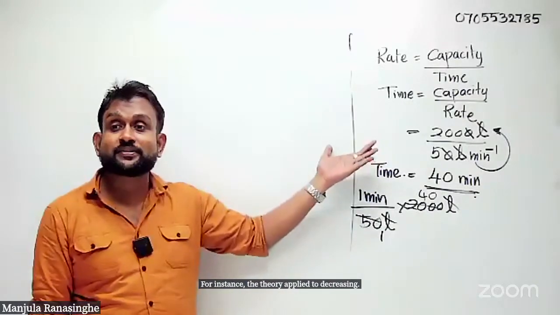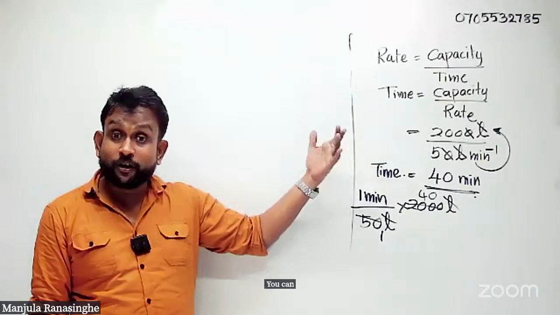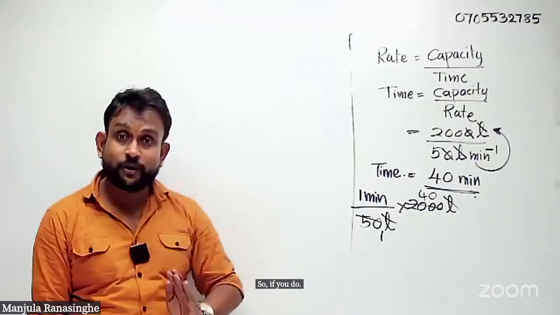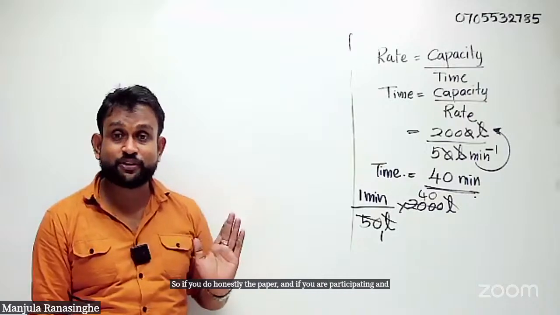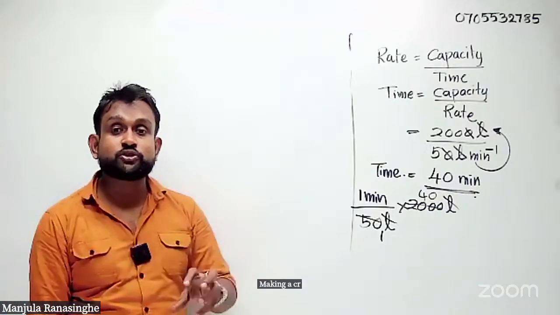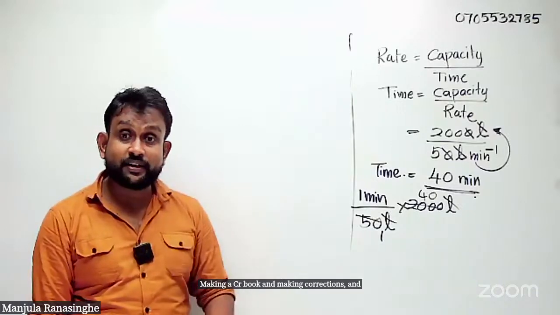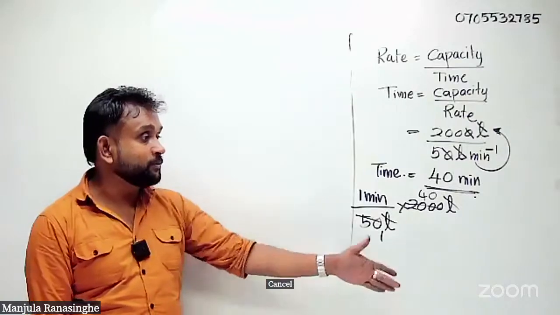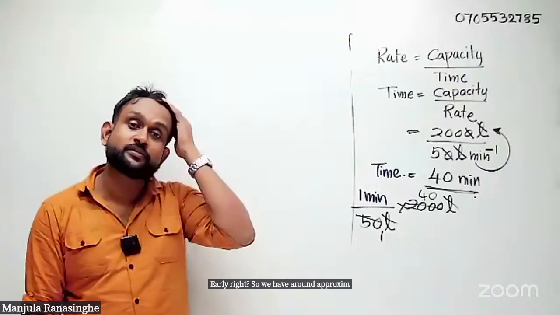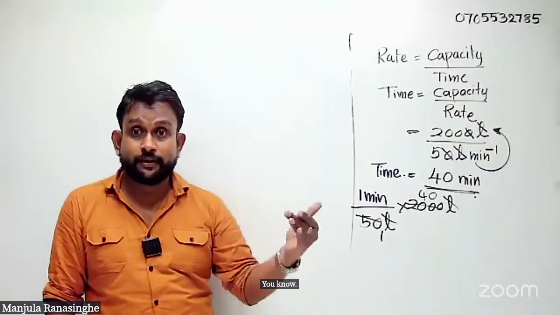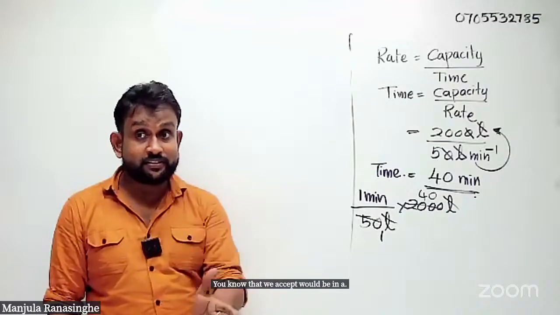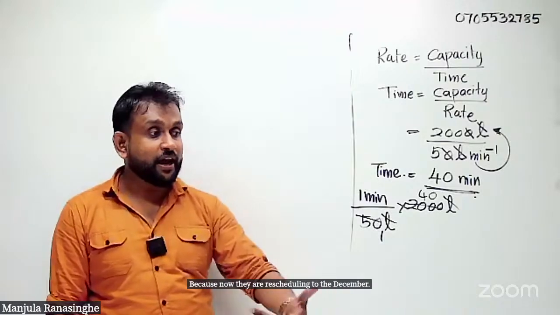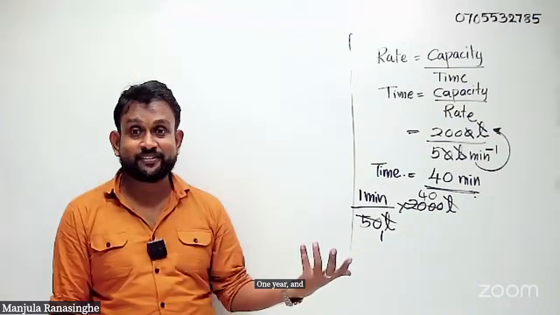So this is the paper class. You can apply every week the theory parts to the questions. If you do the papers honestly, participate and do it nicely, as I mentioned, making a CR book, making corrections and rewriting the incorrect questions again with a red pen, that will help. It is not too late. We have approximately 1 year and a few months. Your exam would be in December 2025, next year, because now they are rescheduling it to December. So that means we have 1 year and 2 months.